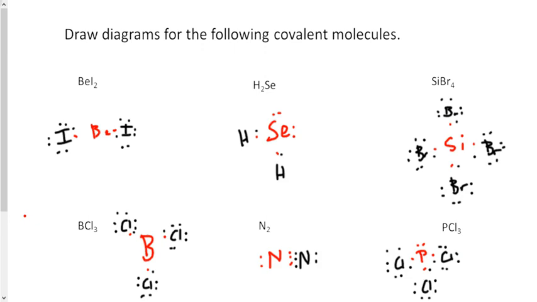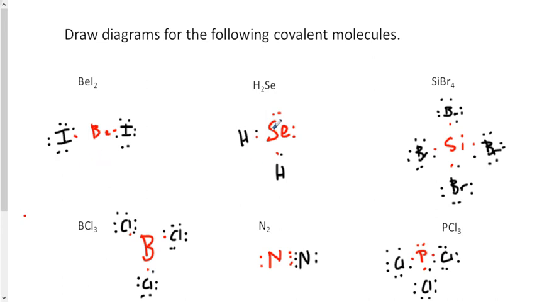Okay, BeI2, there's 2 dots for beryllium. Initially they're together, but we'll split them apart all the way across from each other. And we'll have 1 dot there, 1 dot there, and then iodine will latch on in those 2 places. Iodine has 7 dots, plus 1 now is 8. We see that beryllium only has 2, so for covalent bonding, beryllium would not make a very happy compound, so it'll react. This, by the way, is an acid.